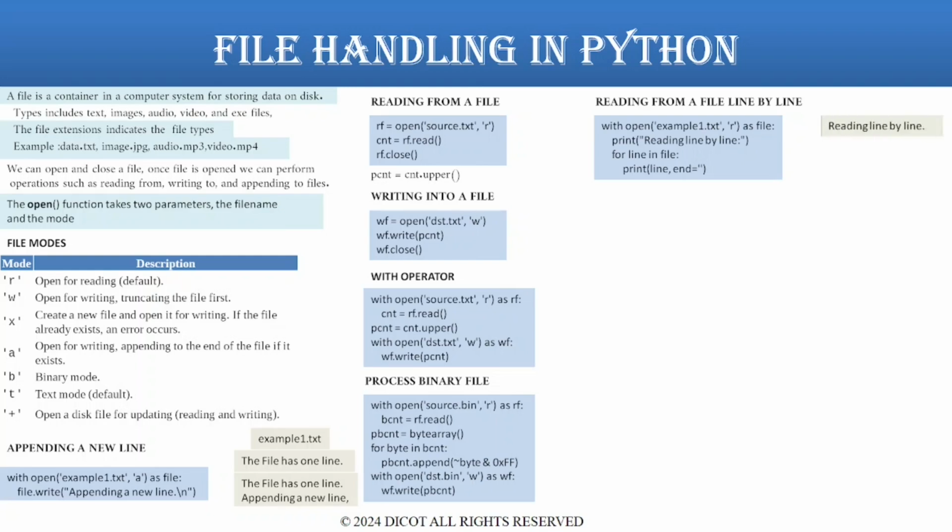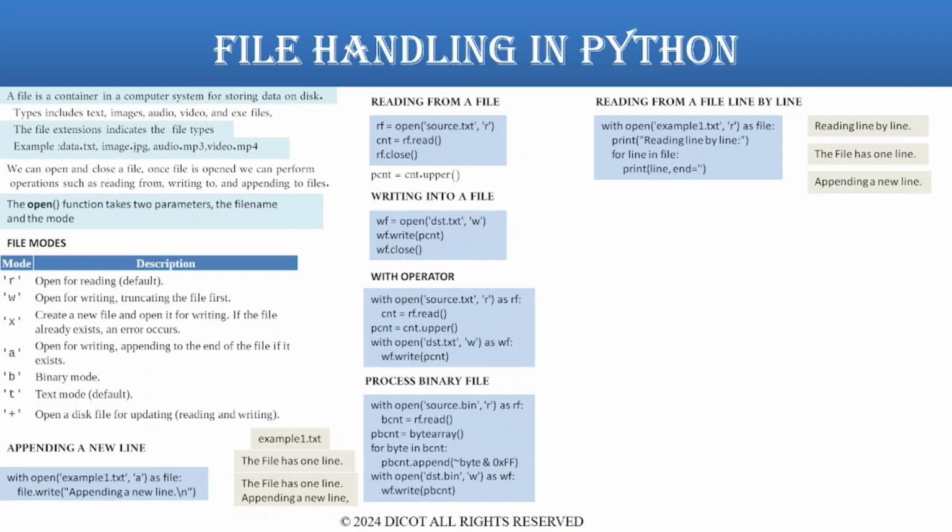The output in this case is "reading line by line." The file has one line. Appending a new line. The first line in the output is from the print statement, and then the contents of the file are displayed, line by line.